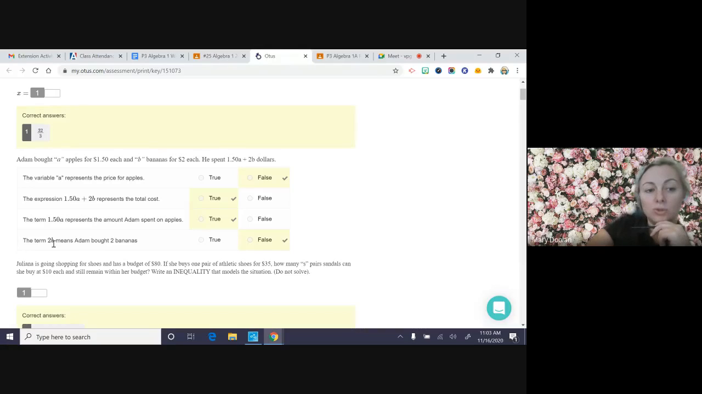The term 2B means Adam bought 2 bananas. No, it does not mean that. The term 2B means that each banana costs $2, and however many bananas he bought, you multiply it. It's the total cost of bananas.